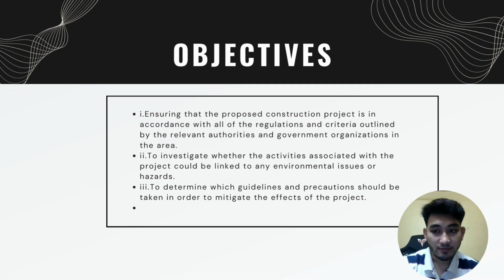Okay, objective. An environmental management plan, often known as EMP, is an institutional system that may control the effect that human activity has on the surrounding environment. The following is the list of the aims of EMP. First, ensuring that the proposed construction project is in accordance with all of the regulations and criteria outlined by the relevant authorities and government organizations in the area. Second, to investigate whether the activities associated with the project could be linked to any environmental issues or hazards. The last one, to determine which guidelines and precautions should be taken in order to mitigate the effect of the project.